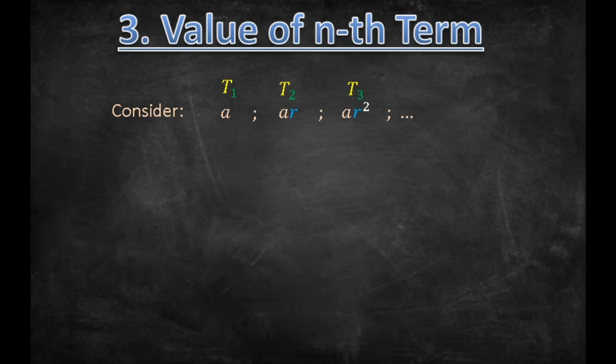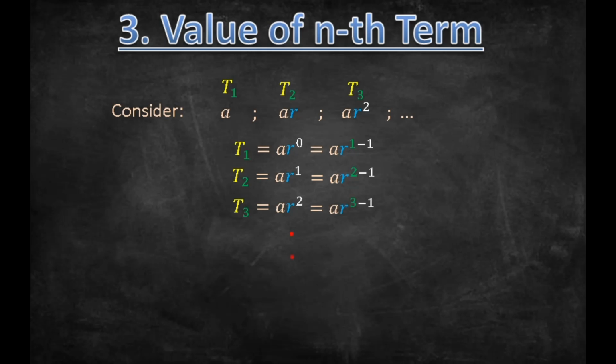Let's look at these 3 terms more closely. T1 equals A, which is the same as AR to the 0, and this is the same as AR to the 1 minus 1. T2 is AR, which is the same as AR to the 2 minus 1. And T3 is AR squared, which is the same as AR to the 3 minus 1.